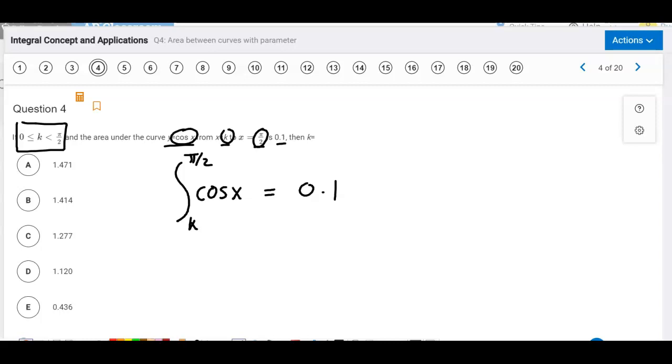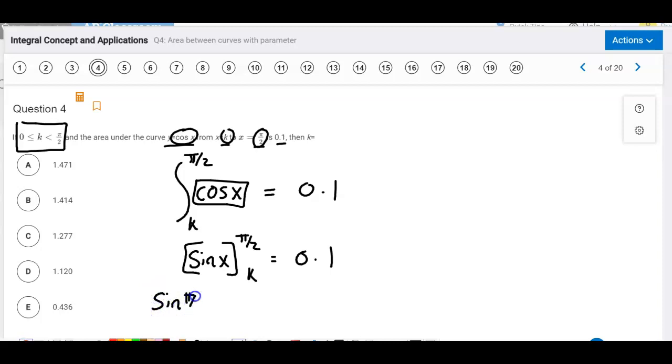Well, how about we actually integrate this and do the fundamental theorem of calculus? Because I need to get rid of that integral somehow. Okay, so I'm going to go ahead and integrate this. If you integrate cosine, you end up with sine. And then using the fundamental theorem of calculus, we can just plug in the pi over 2 and the k. Now this equals 1.